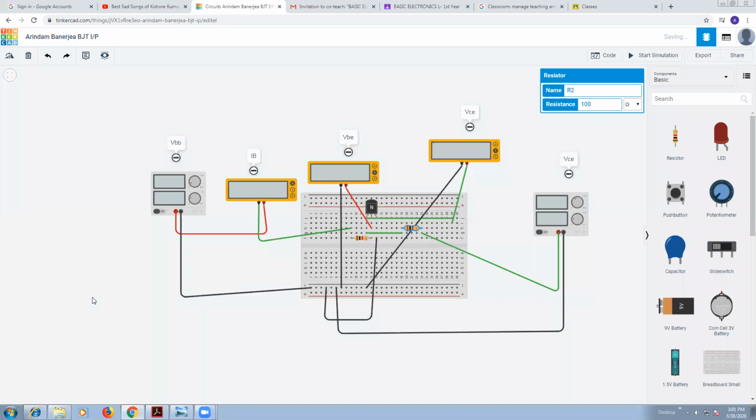Abhishek has one confusion. Can you tell how to take the reading? Arindam sir, just show how to take the readings, the first and second readings.